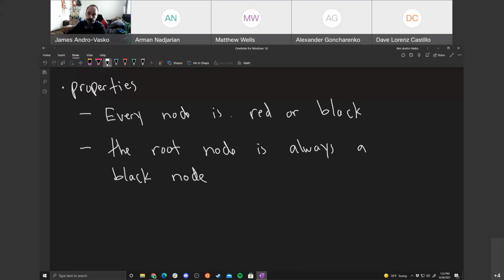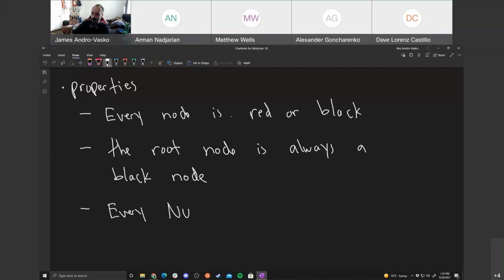So that's going to be that we always have to make sure the root is always going to be black. So we have to make sure of that. And then I guess this part is mostly designed to handle different cases or maintain the balance.